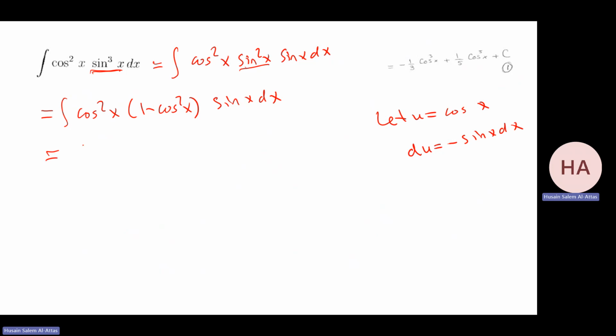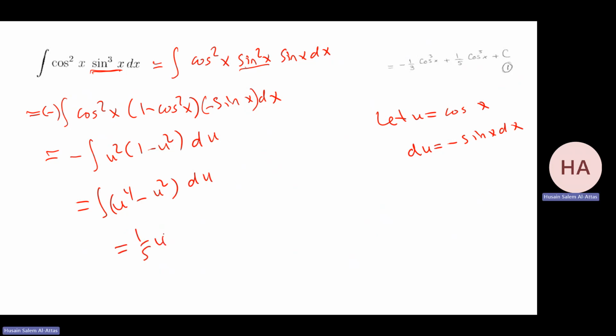So I need a minus and a minus here. So I have minus u squared, 1 minus u squared du. And this is u to the power 4 minus u squared du, which is 1 over 5 u to the power 5 minus 1 over 3 u cubed. Let's see, I retain the u, which is cosine cubed x, minus 1 over 3 cosine cubed x. What is this? It is to the power 5, 1 over 5.